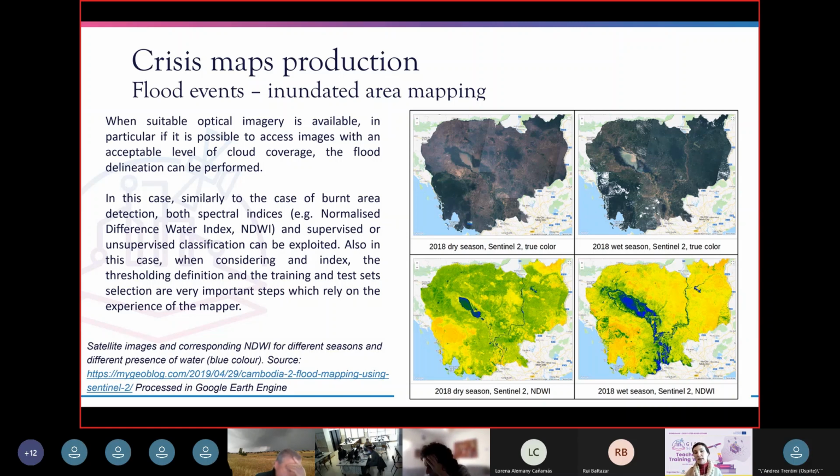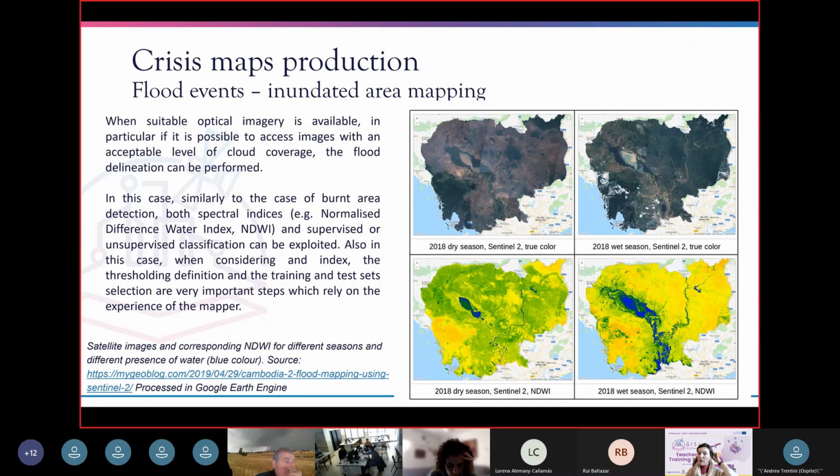So again, this is a spectral index. This is telling us how much water it is expected to have in the pixel, depending on the spectral response of water. And this is maximized using two bands in which we have a peculiar response of water.